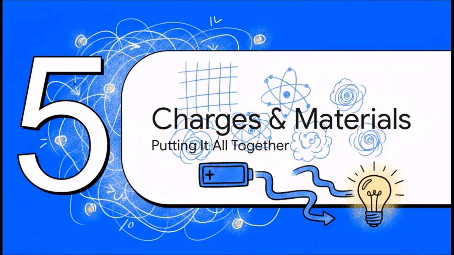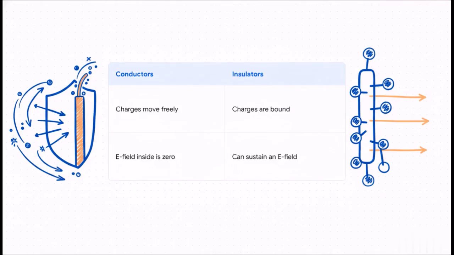Okay, we've got the theory down. So how does all of this actually connect to the real world, to real materials? Let's bring all these ideas together and talk about conductors, insulators, and energy. So materials pretty much fall into two camps. You've got conductors, like a copper wire, where electrons can move around freely, almost like water. Then you have insulators, like plastic, where the electrons are locked tightly to their atoms. This one difference leads to a huge consequence. Since the charges in a conductor can move, they always rearrange themselves to perfectly cancel out any electric field. So the static electric field inside a conductor is always zero.